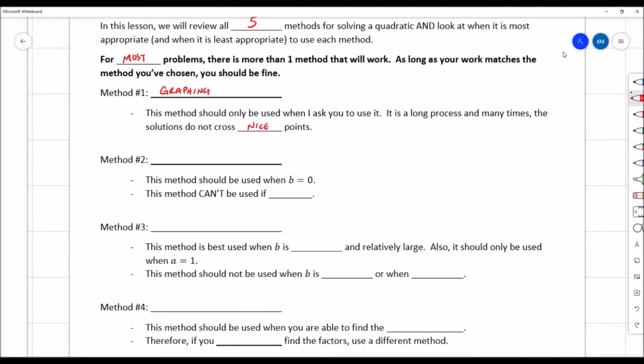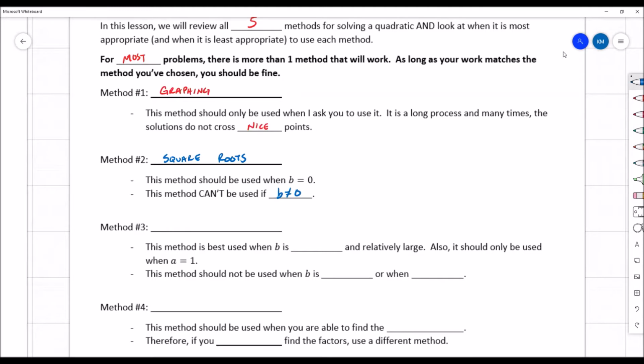Our second method that we learned for solving quadratics was solving by using square roots. This method can only be used when b equals 0. If b equals 0, use it. It's probably going to be the fastest way to do it. It won't work if b doesn't equal 0. If there is a b value that you see, it won't work out.